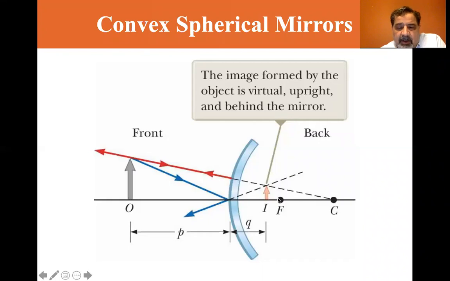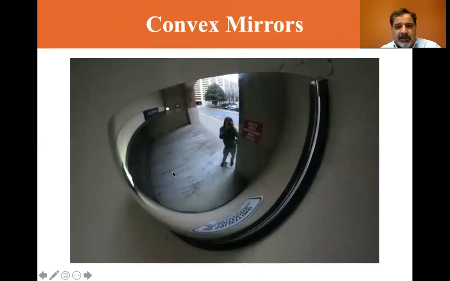Here's the focal point, and convex mirrors are used, you know, you see them in grocery stores. You see them in parking garages. In fact, that's the next photo I have, out of a parking garage. They use it so that you can see the traffic coming around the corner.